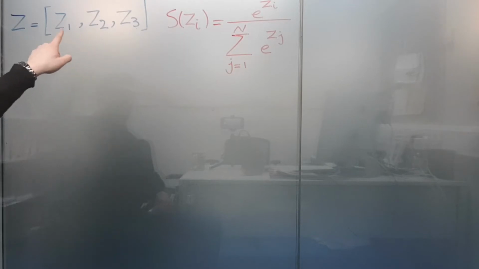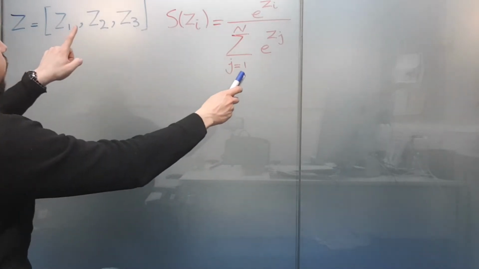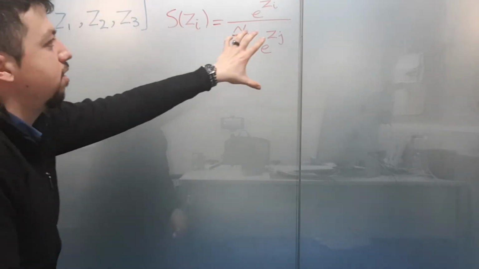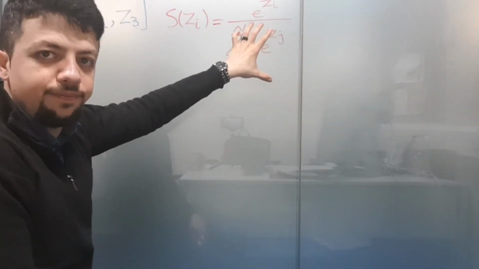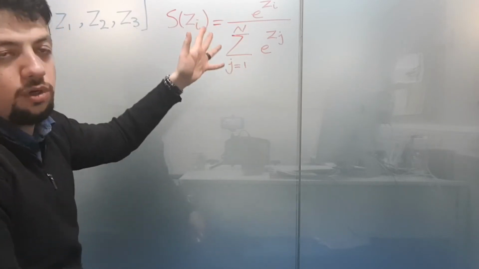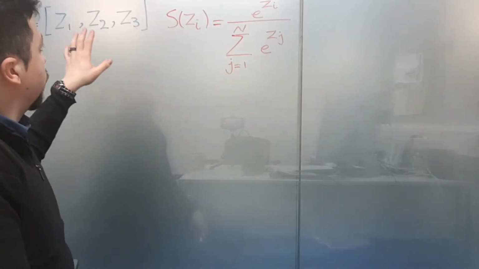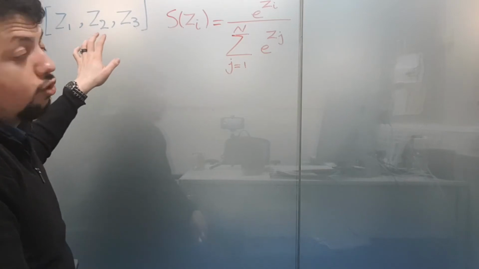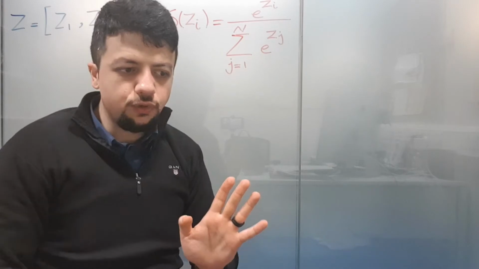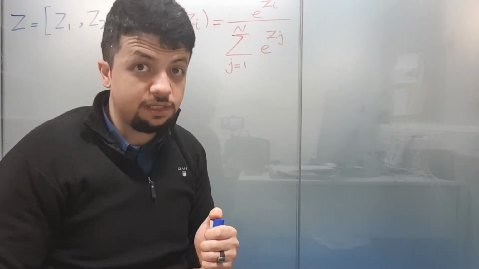So e to the power Z1 plus e to the power Z2 plus e to the power Z3, that would be the denominator over here, yeah? And the numerator would be just the Z of I that we are interested in. But it could be Z of 1, it could be Z1, it could be Z2, it could be Z3, yeah? So far so good. This is the softmax function.